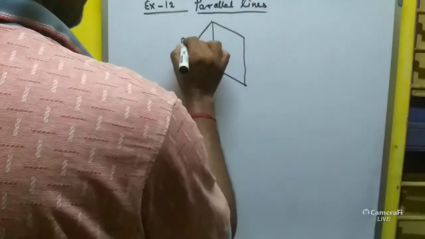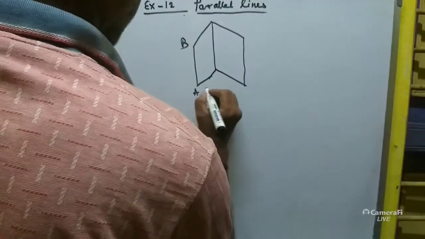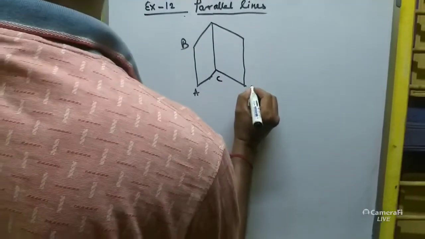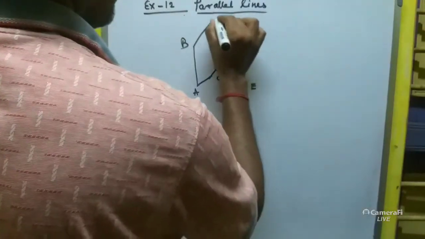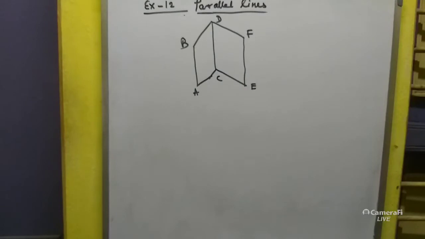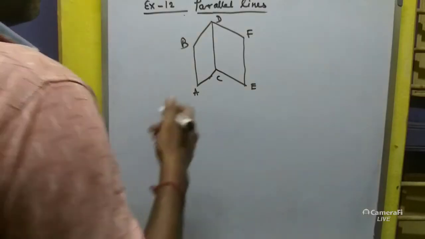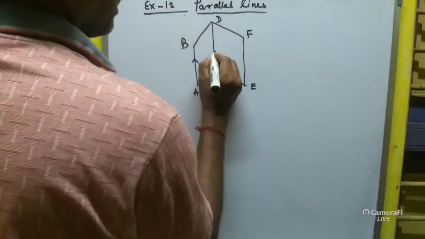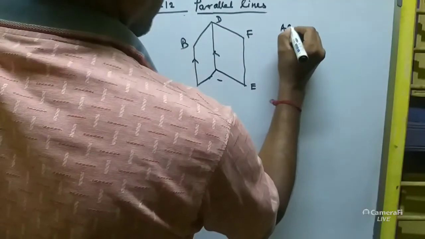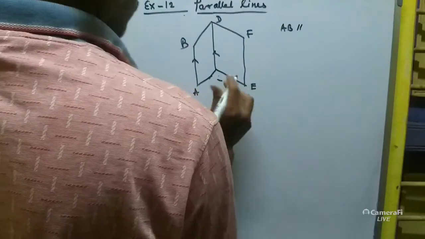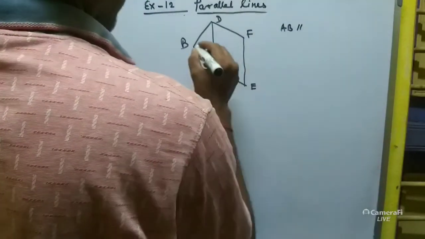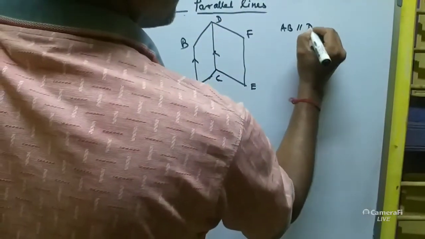Now join them, write the name B. This is A. This is C. This is E, F and D. Now you want to find out the parallel lines. So this line is parallel to this line. So AB is parallel to DC.